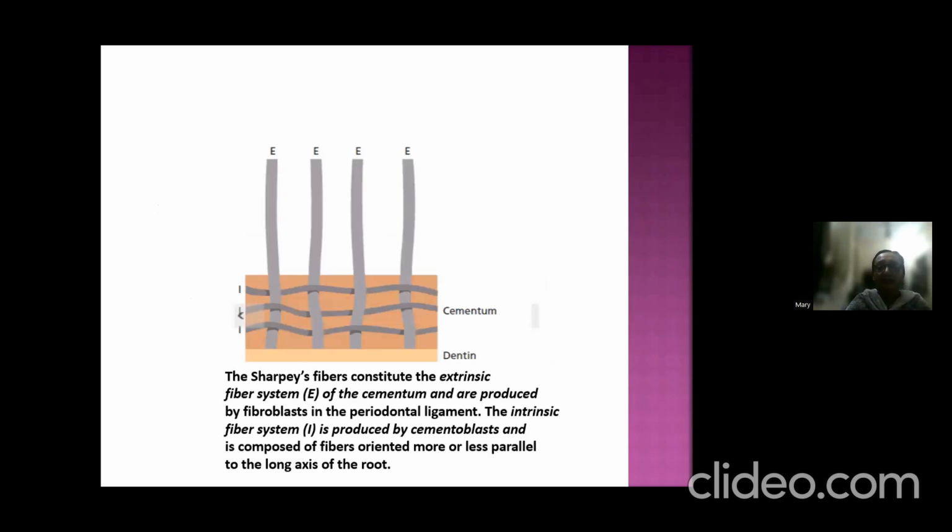You can see the vertical lines, whereas the horizontal line constitutes the intrinsic fiber cementum, which lies parallel to the dentin surface, and the extrinsic fiber cementum, which is formed by the Sharpey's fibers, lies at right angles to the intrinsic fiber cementum. This is the structure of the extrinsic and intrinsic fiber cementum.